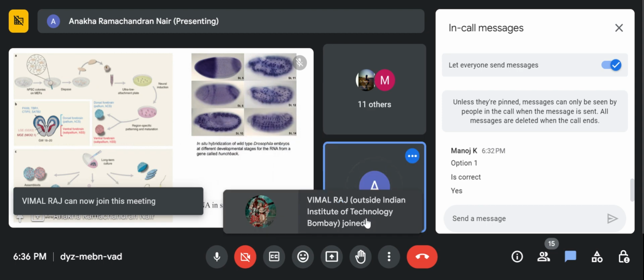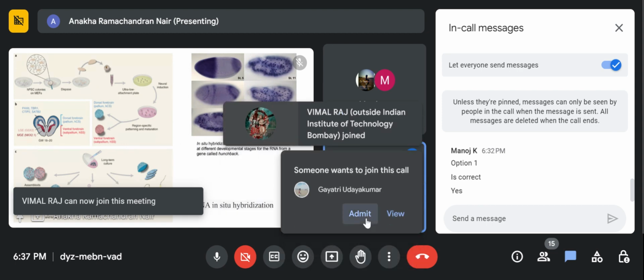Just a second. Yeah. So you're probing the RNA. Okay.